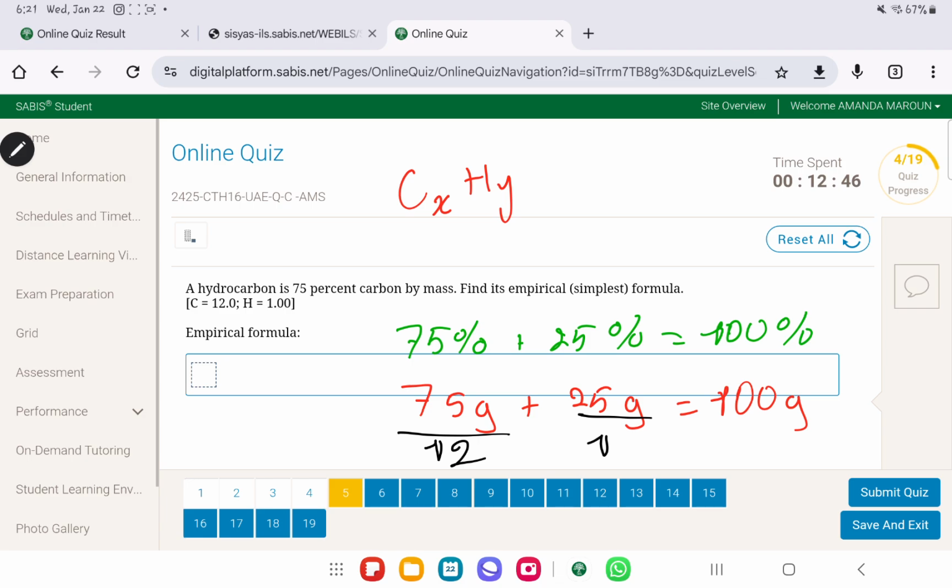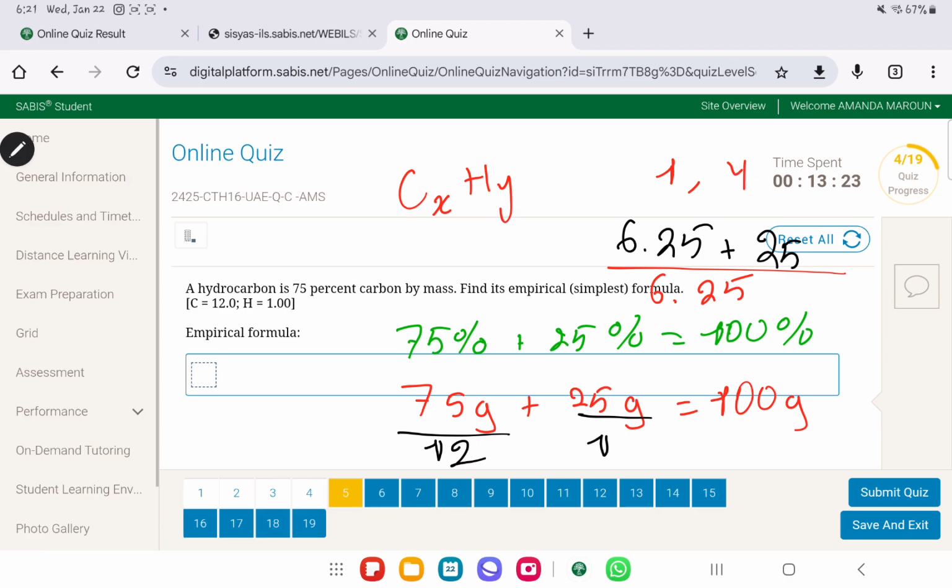Okay, and we are given 75 divided by 12, which is 6.25. And then 25 divided by 1 is 25. Now, what we are gonna do is divide by the smallest number. In this case, the smallest number is 6.25, and we will get an answer of 1. And then 25 divided by 6.25 is 4.